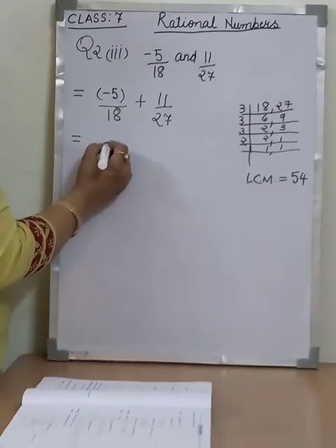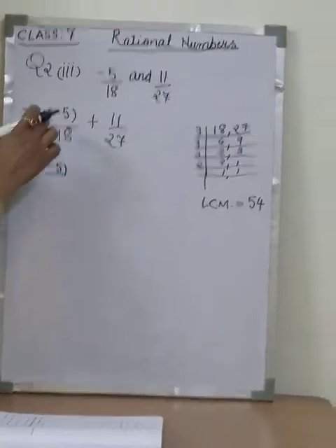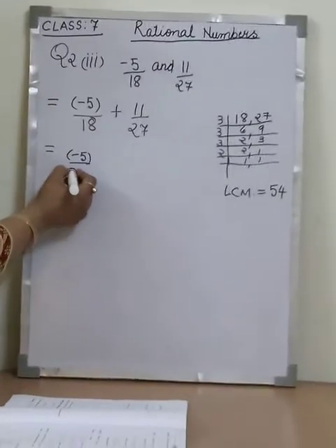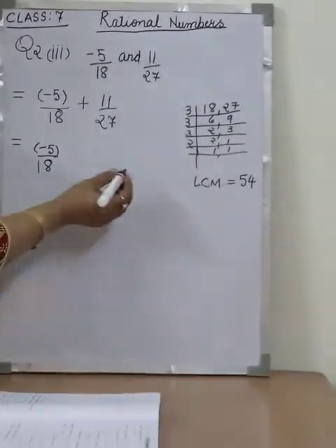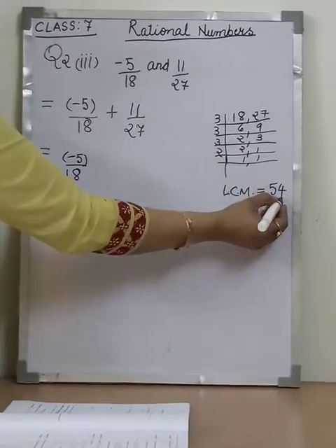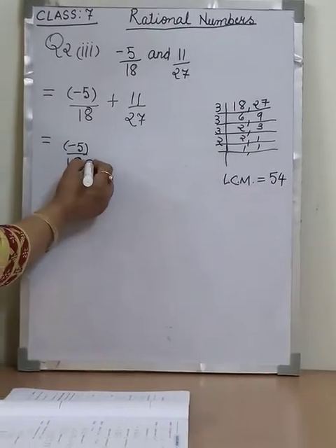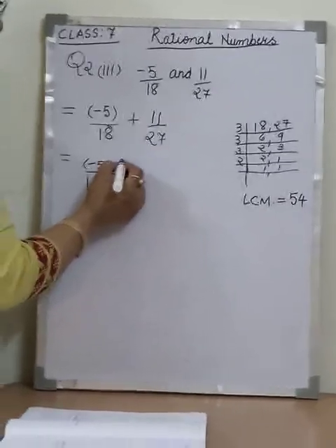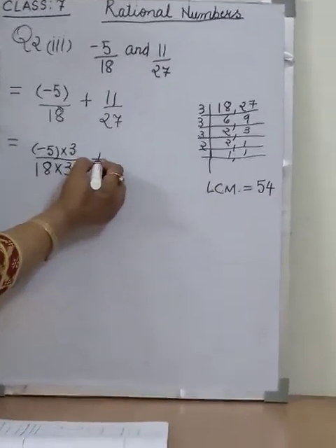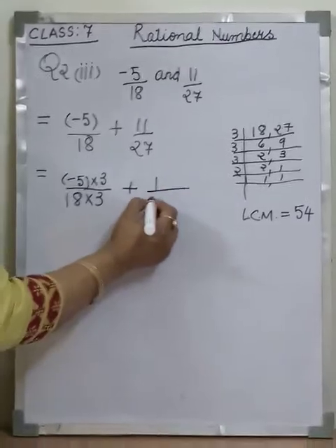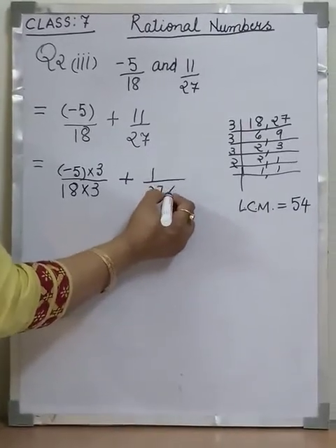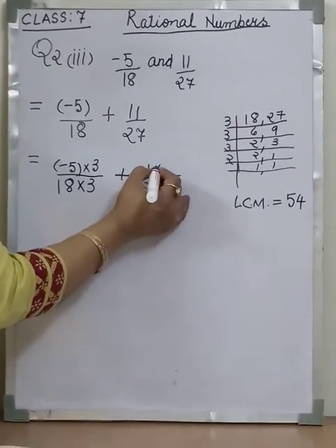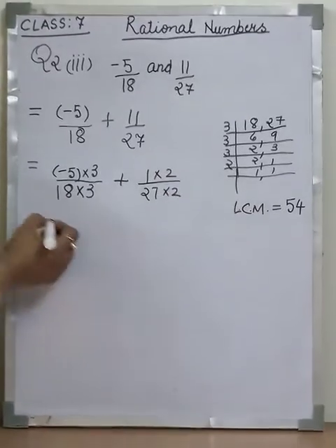So now what should be? Now we have minus 5 by 18. Now what should be multiplied to 18 to make it 54? That is 3. So we multiply 3 in the numerator as well as in the denominator. What should be multiplied to 27 to make it 54? It is 2. So we multiply 2 in the numerator as well.